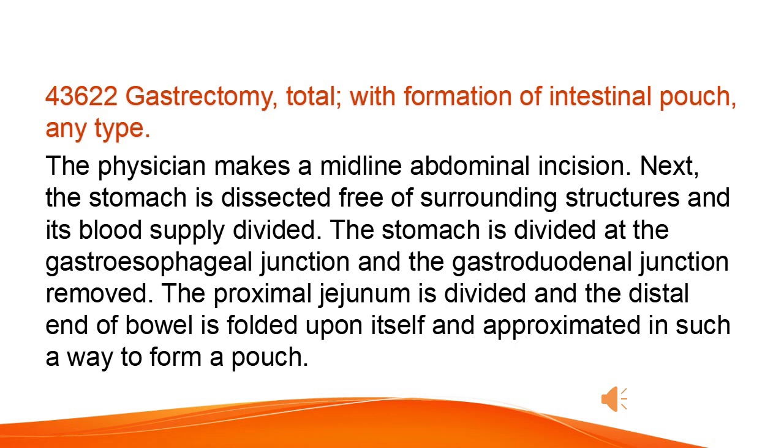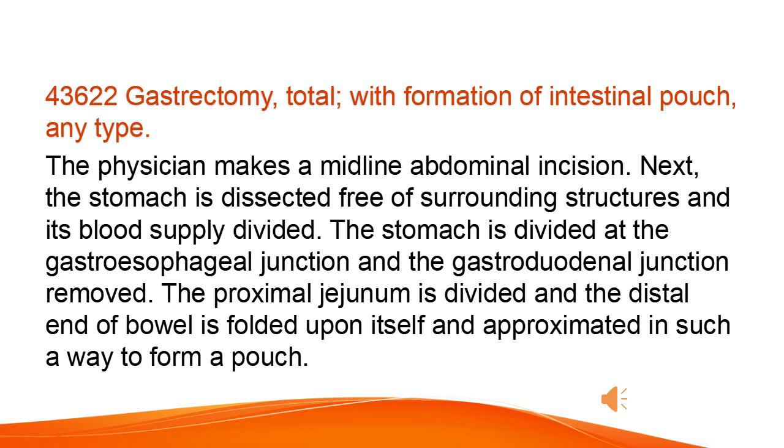Gastrectomy, total, with formation of intestinal pouch, any type. The physician makes a midline abdominal incision. Next, the stomach is dissected free of surrounding structures and its blood supply divided. The stomach is divided at the gastroesophageal junction and the gastroduodenal junction, and removed.